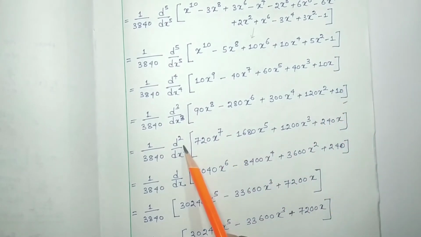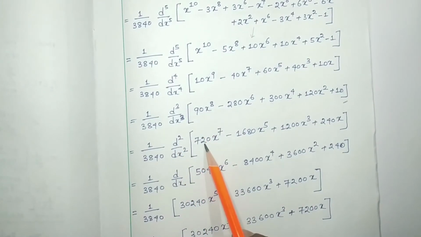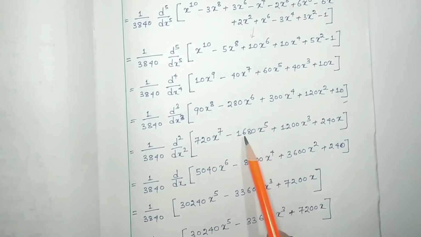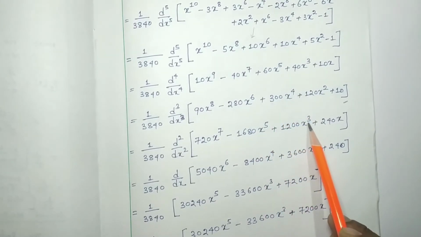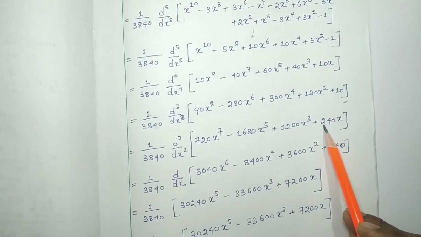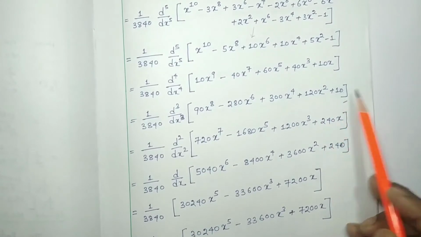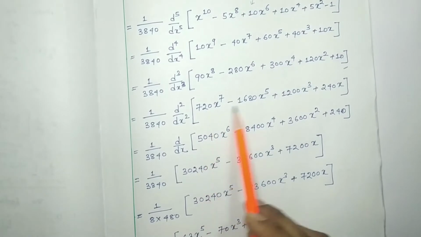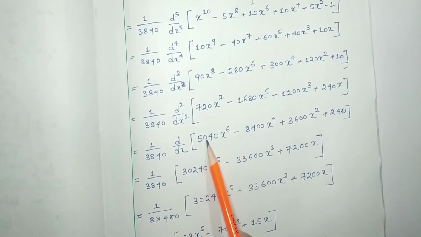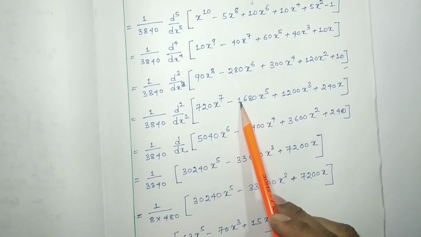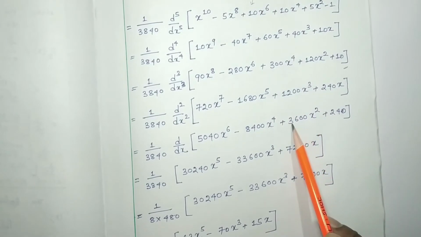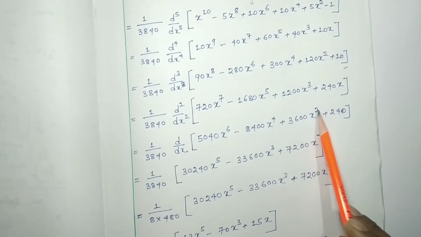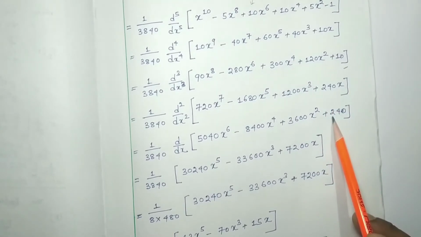Now another derivative, the third: 90 into 8 is 720x^7, 280 into 6 is 1680x^5, 300 into 4 is 1200x^3, 120 into 2 is 240x. The derivative of 10 will be 0. Next derivative: 720 into 7 is 5040x^6, 1680 into 5 is 8400x^4, 1200 into 3 is 3600x^2, 240x. The derivative will be 240.